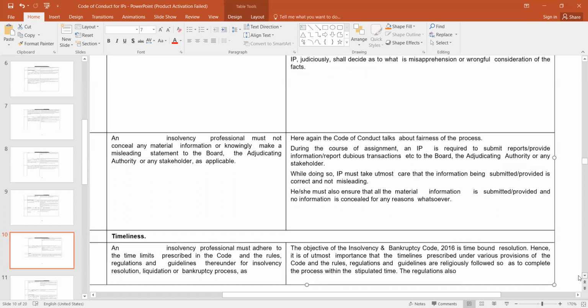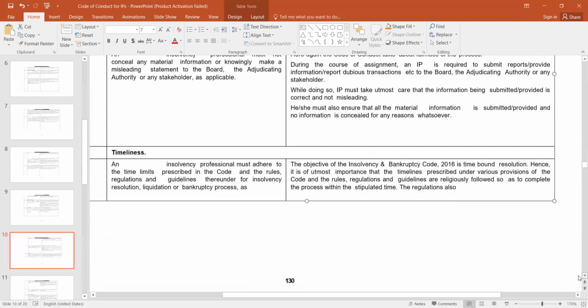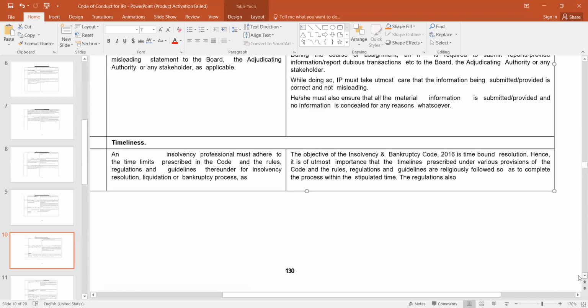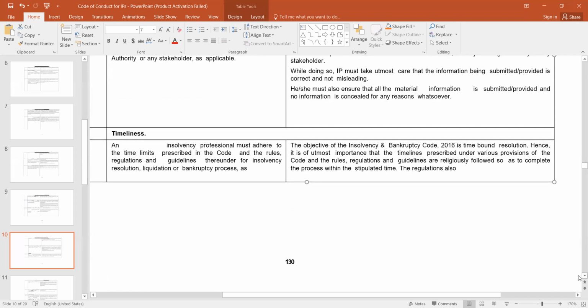Next point is regarding timeliness. An insolvency professional must adhere to the time limits prescribed in the code. Actually, for every day of delay, like in CIRP, the timeline is 180 days. The initial timeline is 180 days only. It is not 330 days, it is 180 days. Then you have to seek an extension for another 90 days. And then maximum 330 days if some time is lost in litigation. Naturally, there could be delay beyond that also. But in that case, you have to apply for exclusions.